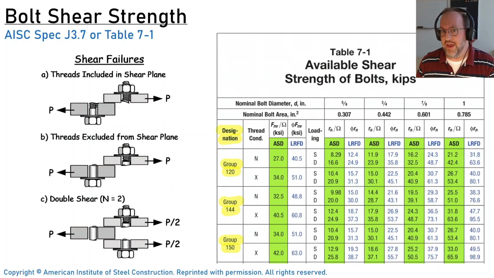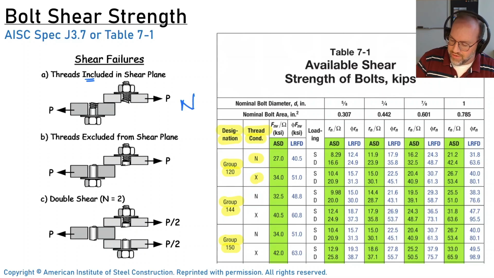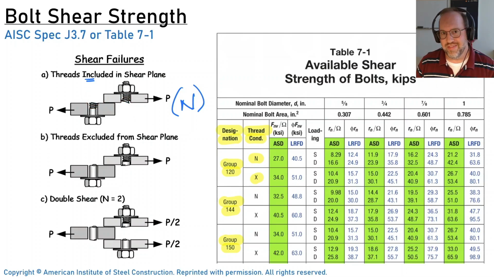This is essentially the strength of your bolt. So group 120 is typical structural grade. 150 is a high strength bolt. The next thing that we need to know is this thing called thread condition. Then there's an N or an X. And what that's telling us is whether or not the threads are what is being sheared. So in this first case right here, we have the threads included in the shear plane. So we'll give that an N designation because in our shear plane right here, the threads are what's being sheared off. That has a reduced cross-sectional area because of the threading, so therefore you get less capacity.